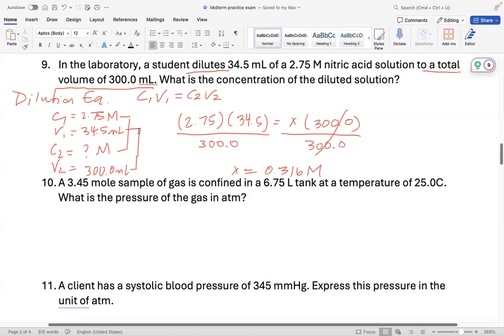All right, so number 10, I also anticipate that this one will be kind of a hard problem for you guys to identify just because we haven't done a lot of practice of them. So this is an ideal gas law problem, and that is the PV equals nRT formula. How do I know this? One, it's talking about pressure of gas. So it's one of the two gas laws that we learned, either partial pressure or ideal pressure.